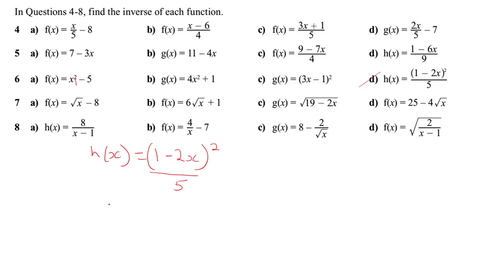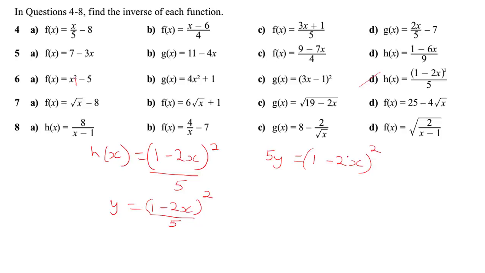Now remember that h of x is y for us. Make it y, so it's (1 minus 2x) all divided by 5, and you're just basically squaring the top one here. So what you need to do first of all is to times this side by 5. So that's going to be 5y. On that side I've got (1 minus 2x) and you're squaring it.